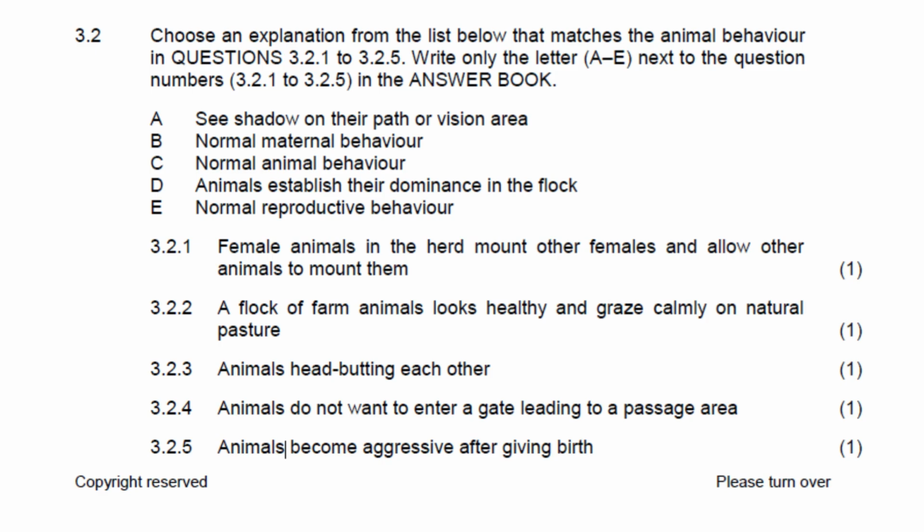Now, animals do not want to enter a gate leading to a passage area. So now, because you have 2, maybe let's read the next one as well. Animals become aggressive after giving birth. So if it was me, I would start with that one, because that one is obvious. We have only options A and B left. Right? So B, it's a normal maternal behavior.